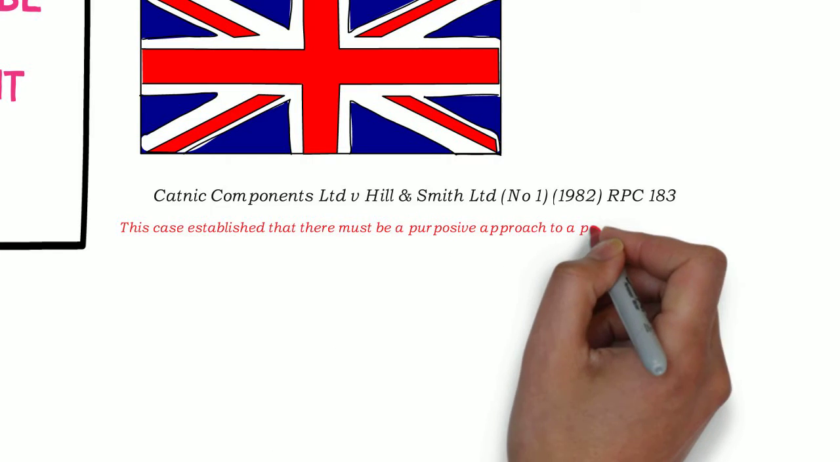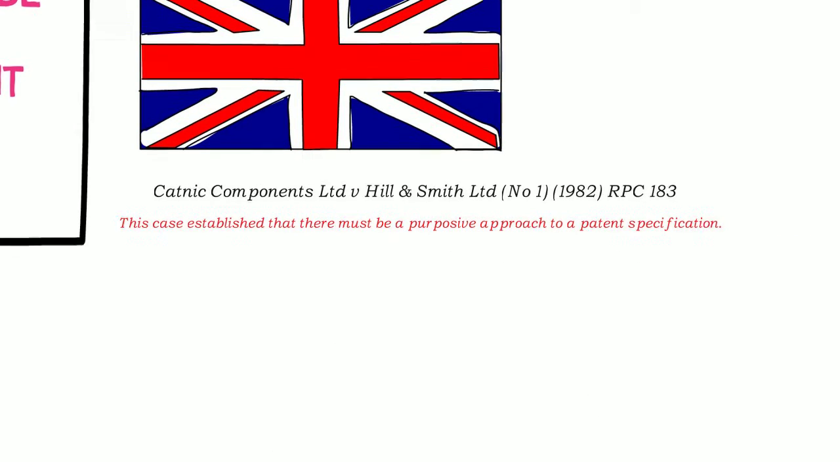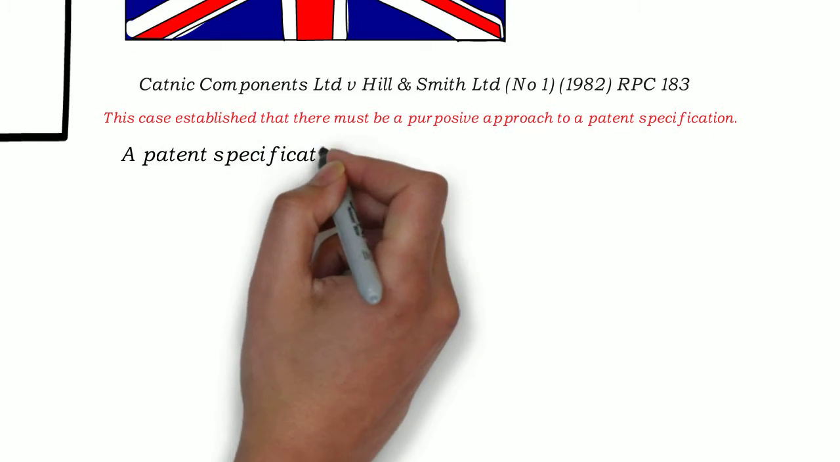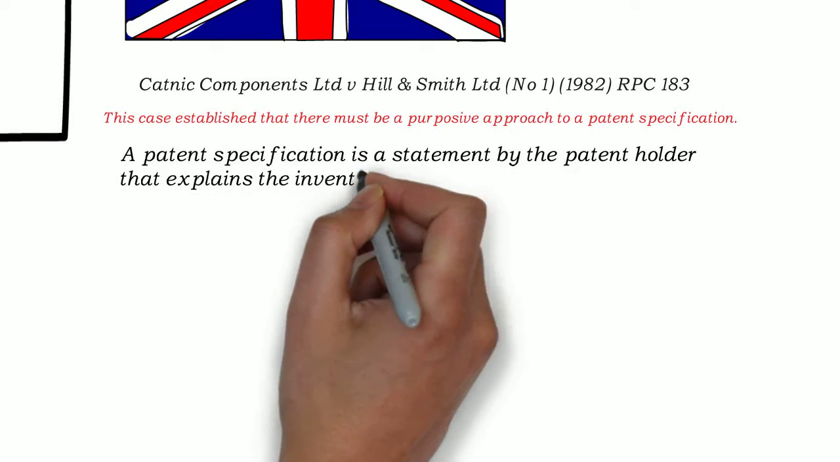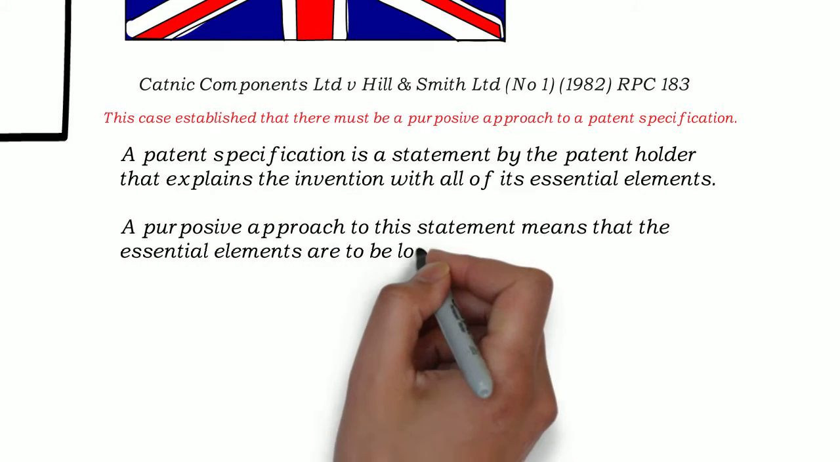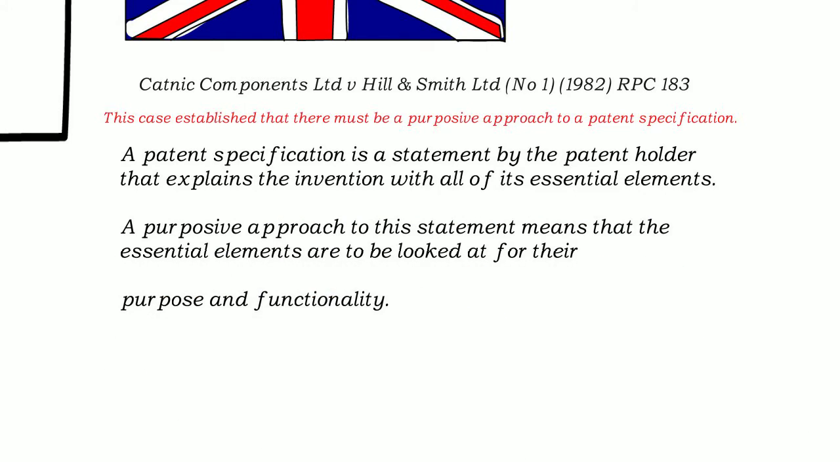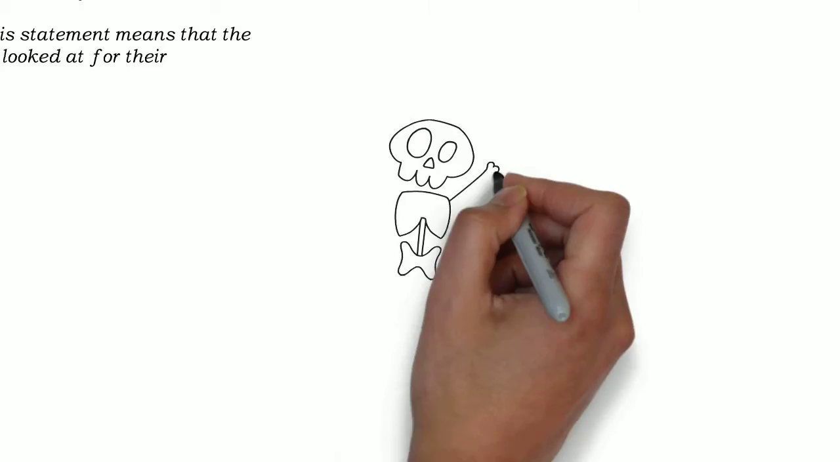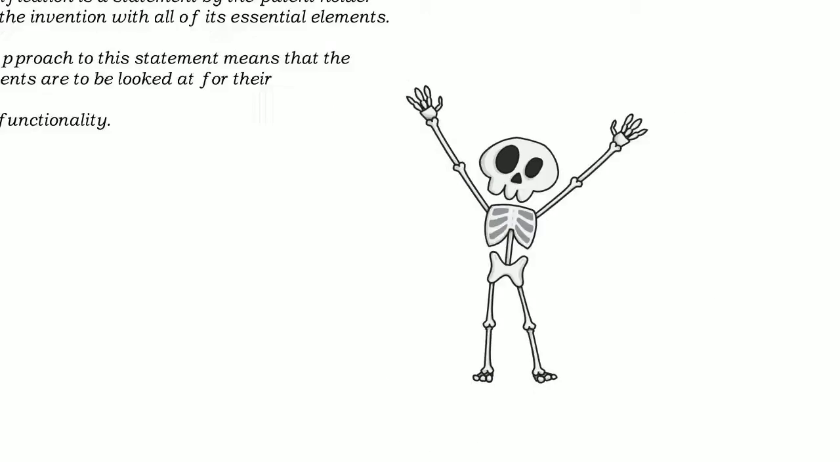What is a patent specification? A patent specification is a statement by the patent holder that explains the invention with all of its essential elements. What's a purposive approach? Well, a purposive approach in interpreting this statement means that the essential elements are to be looked at for their purpose and functionality. This is to give rise to what the patentee intended when making this statement.